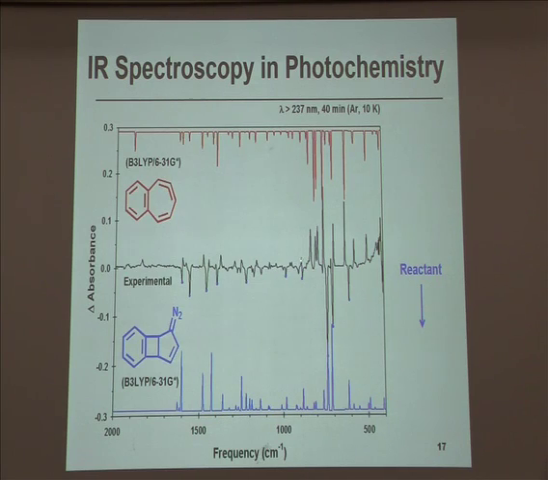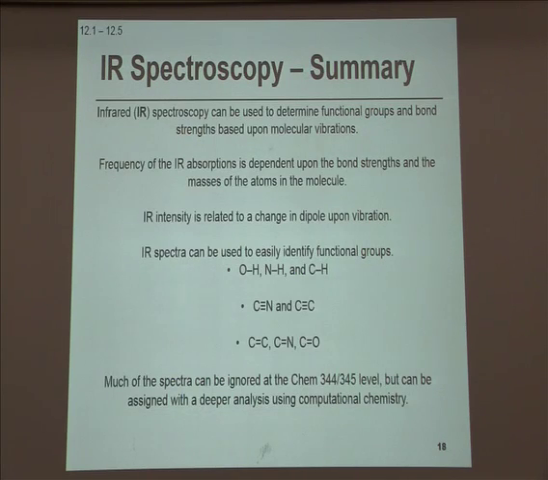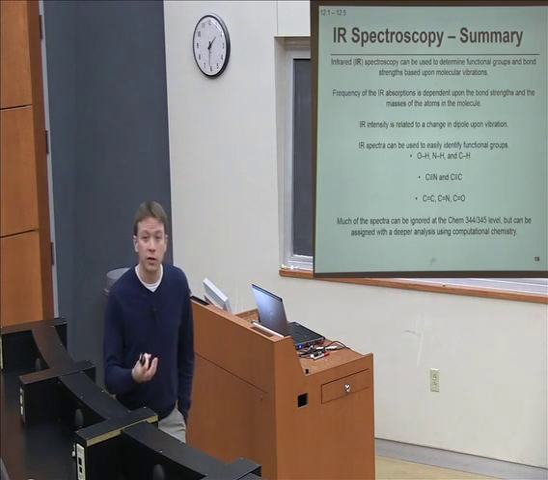And as you can see, there's a whole lot of new IR features that appeared, and those all come from the product, which in this case is the allene type structure up here. And you can see really nice matching between these features. And this was taken as confirmation that the reaction was successful, and the diazo compound lost nitrogen and formed this allene product. This type of organic chemistry couldn't be done without both computational tools as well as a good understanding of IR spectroscopy. What we're going to do in 344 is not nearly that complicated.